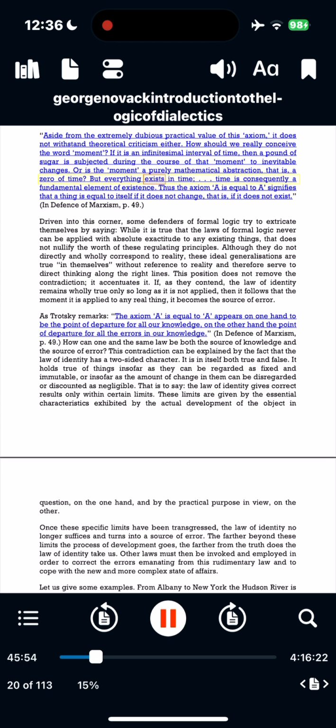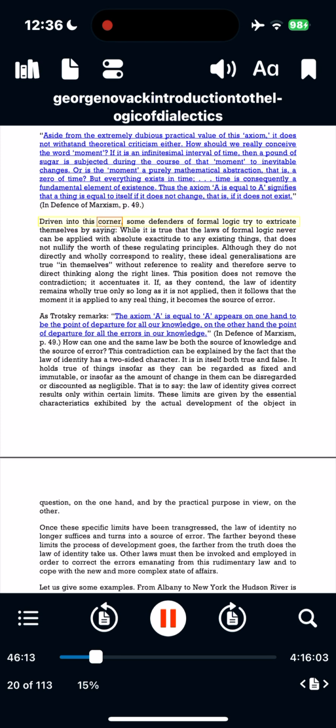But everything exists in time. Time is consequently a fundamental element of existence. Thus the axiom A is equal to A signifies that a thing is equal to itself if it does not change, that is, if it does not exist. In Defense of Marxism, page 49.